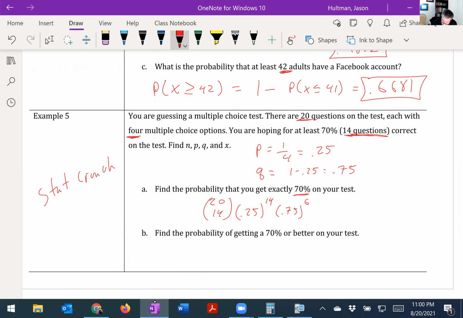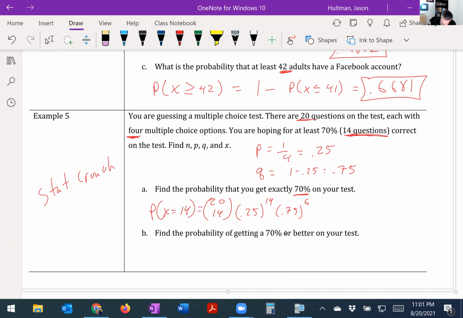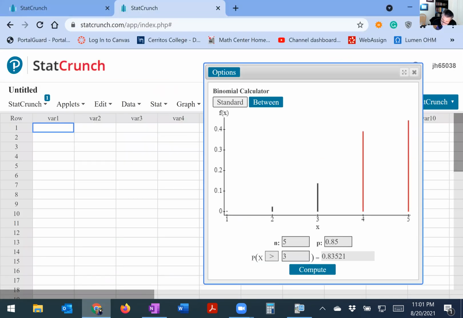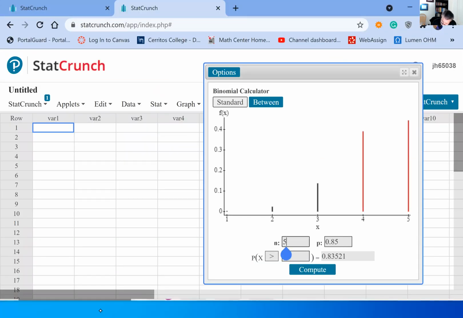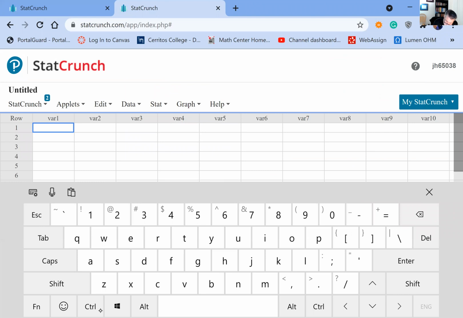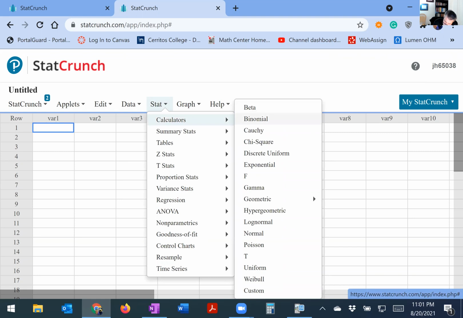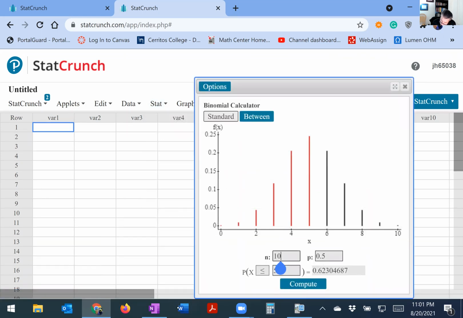So we could use the calculator, calculate this all out, and do the PDF. This would be a PDF, or we can just use StatCrunch. So this is going to be the probability that x equals 14. I already have this up, but let me remind you where to get it. You go to Stat, Calculators, and then Binomial.